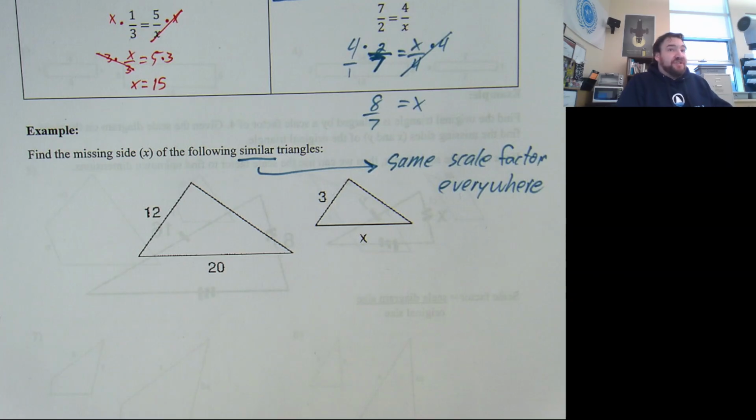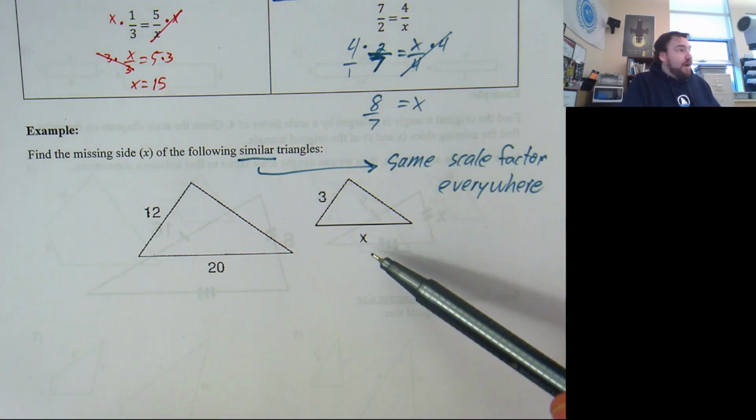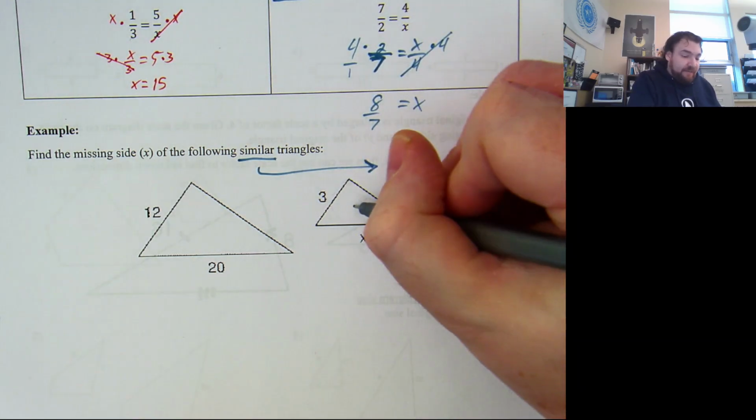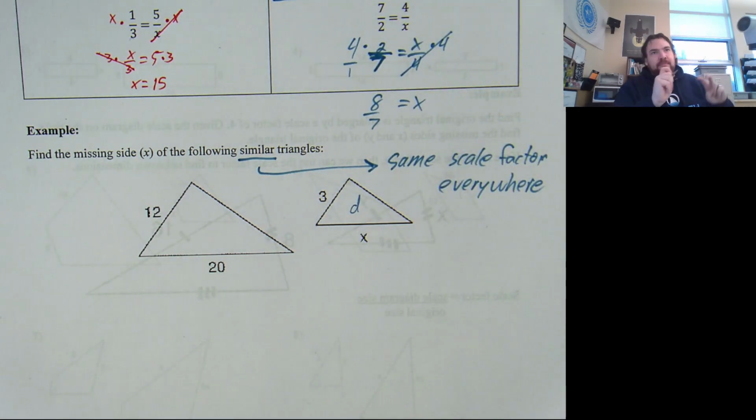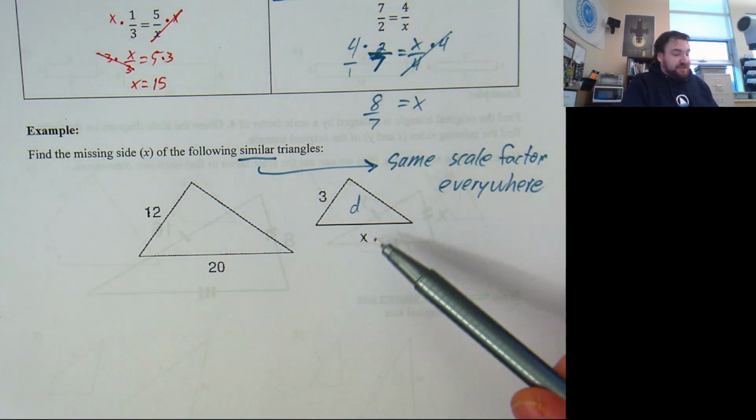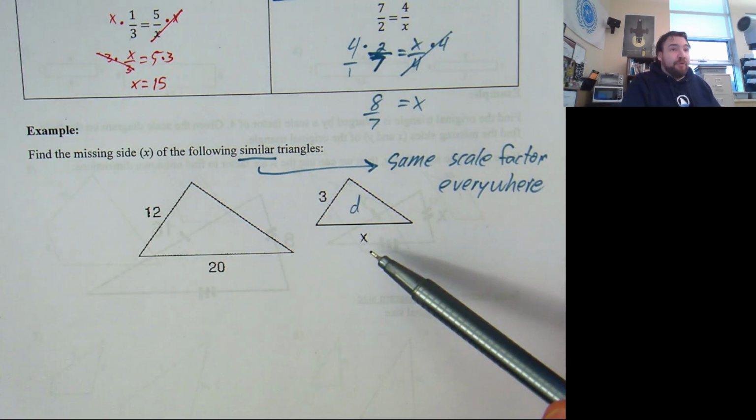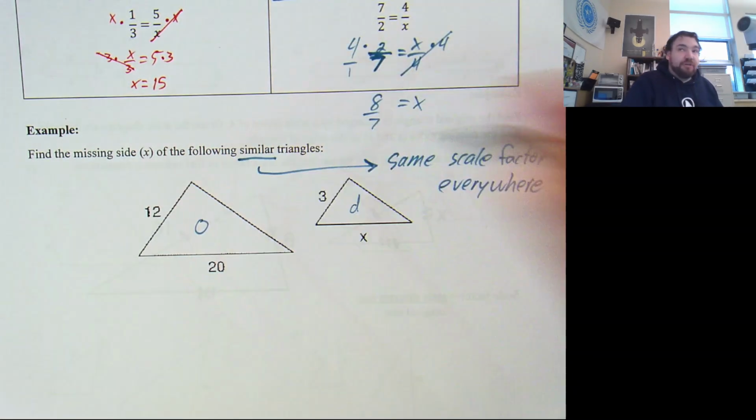And if it doesn't tell you which one's the original, which one's the diagram, you can choose. To make your life easier, whichever one has the unknown, call it the diagram. Because the diagram always goes in the numerator. It's going to put your unknown in the numerator. And call this one your original.